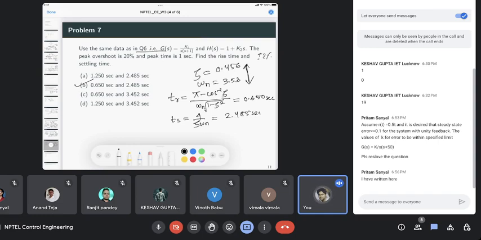You write the closed loop system. Once you have the closed loop system, you can write the error, and then you use the final value theorem. Okay, is it clear or do you have doubt there?